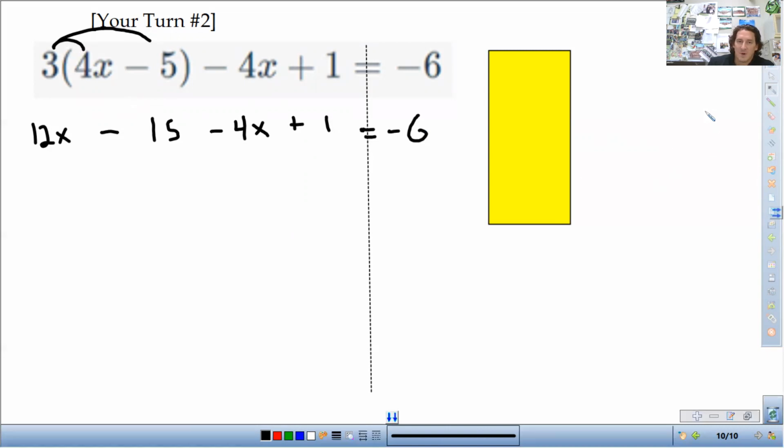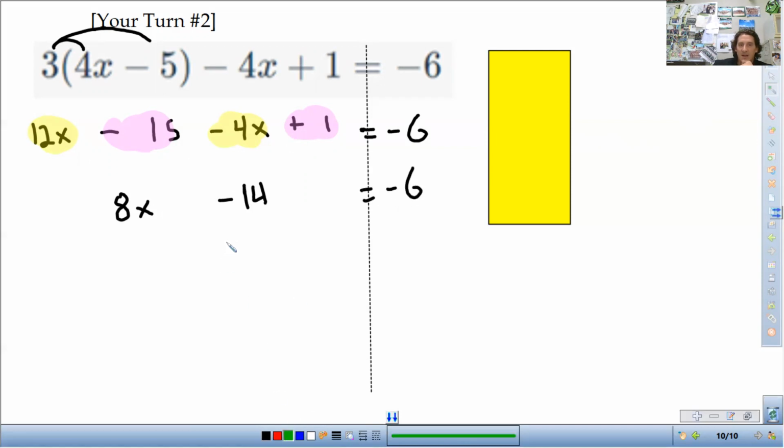Combine like terms. So the like terms that we have here are the x's, so there's 12x, and then minus 4x, and then this minus belongs to the 15, so negative 15 plus 1. So 12 minus 4, that comes out to 8x. Negative 15 plus 1, that comes out to negative 14. So negative 15 is to the left of 0. We add 1, we're counting to the right, so we get closer to 0. So negative 14 is equal to negative 6.